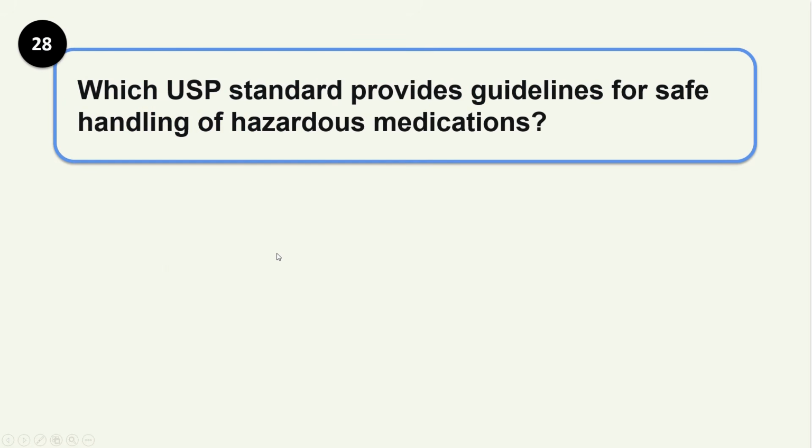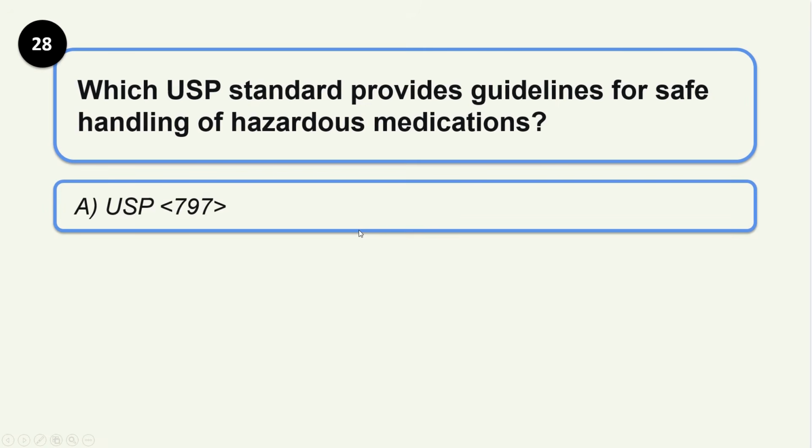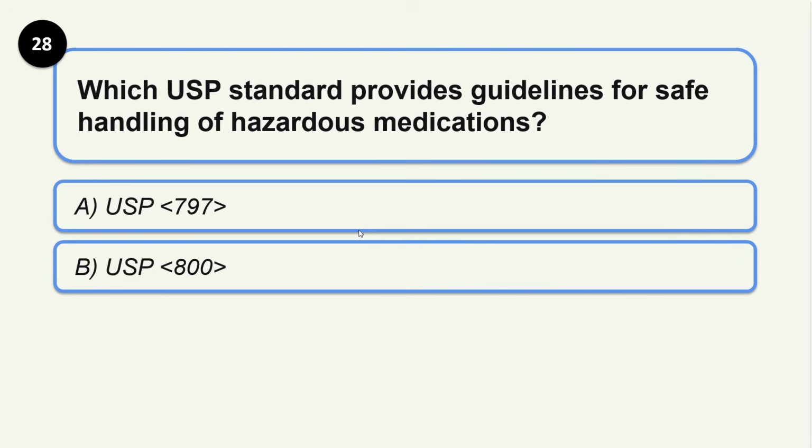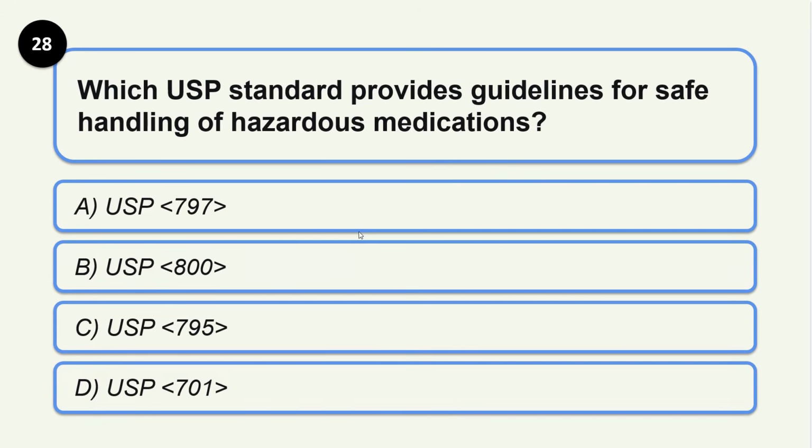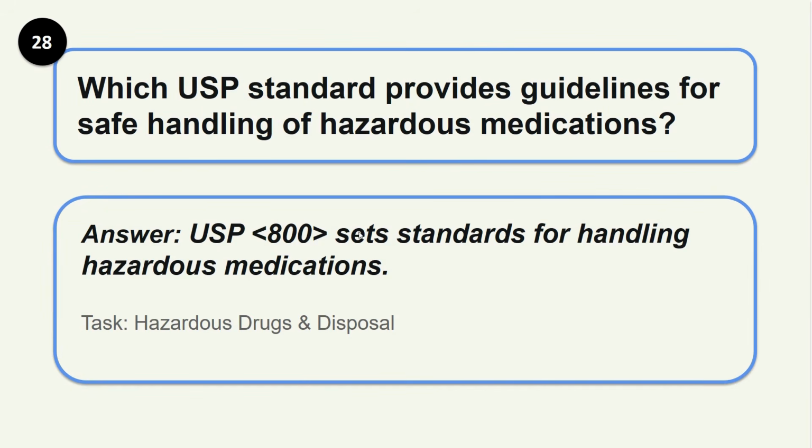Next, which USP standard provides guidelines for safe handling of hazardous medications? A. USP 797, B. USP 800, C. USP 795, D. USP 701. The correct answer is USP 800. USP 800 sets the standard for handling hazardous medications.